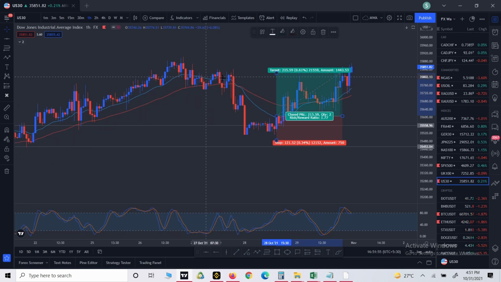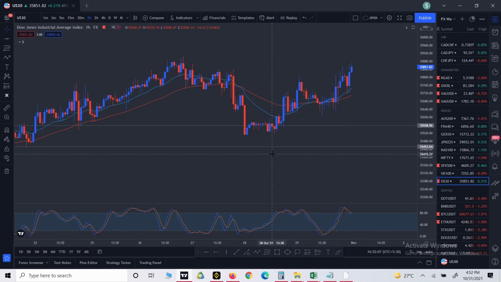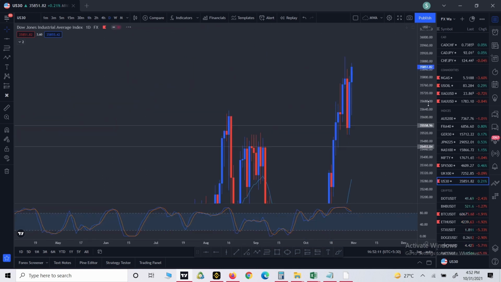Accordingly, we can extend our target to this one or this one. As you can see by looking left, this could have been the zone. So definitely we could have gotten more than 1:2 risk reward. That could have been a very good trading opportunity here. So that was on the 4-hour chart.